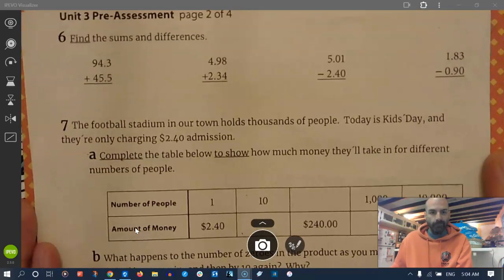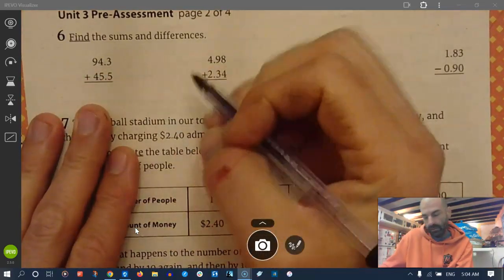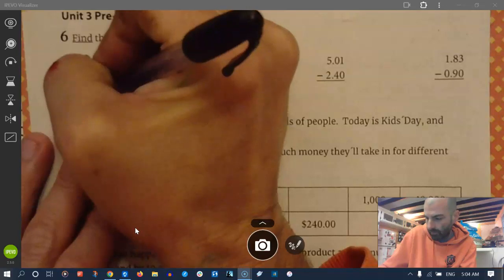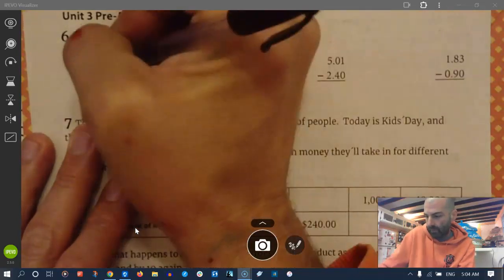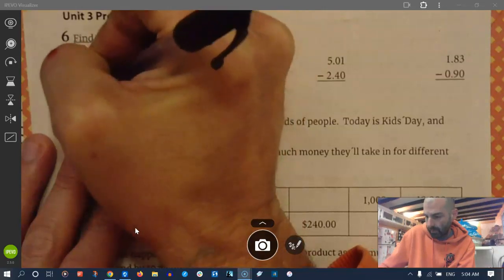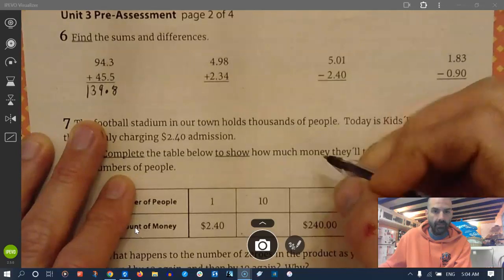All right, find sums and differences. Again, first thing I like to do is look to see if the calculations are going to be challenging. Can I simplify them in any way? These look pretty straightforward. Again, I do want to make sure that decimal point is dropped down. 3 plus 8, 5 is 8. 4 plus 5 is 9. 9 plus 4 is 13. So we have 139 and 8 tenths.